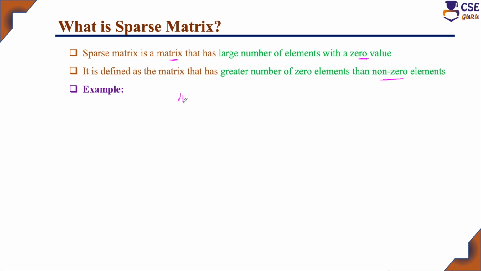For example, if you are considering a 4 into 4 matrix, totally 16 elements will be there. Here the row size is 4 and the column size is 4. So these are all the elements present in the sparse matrix. Here there are more zero elements. Totally 16 elements will be there.